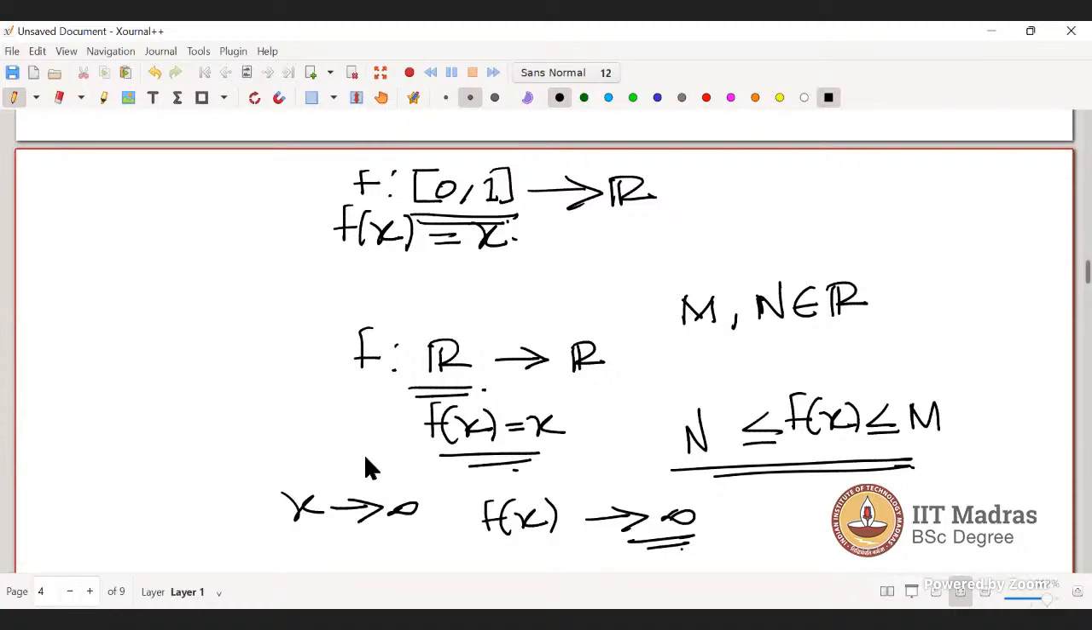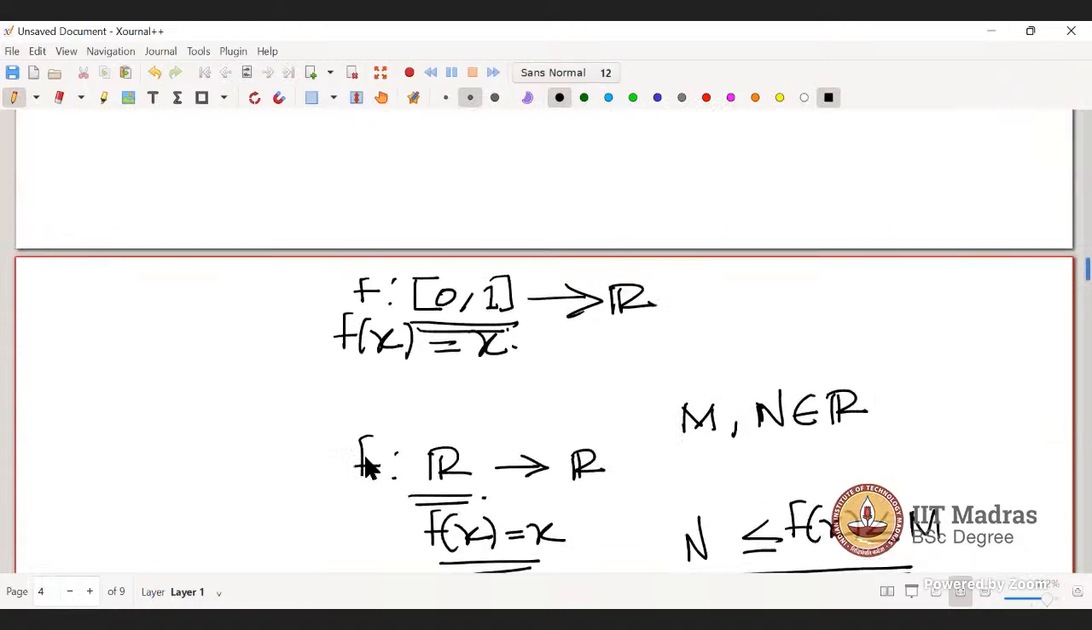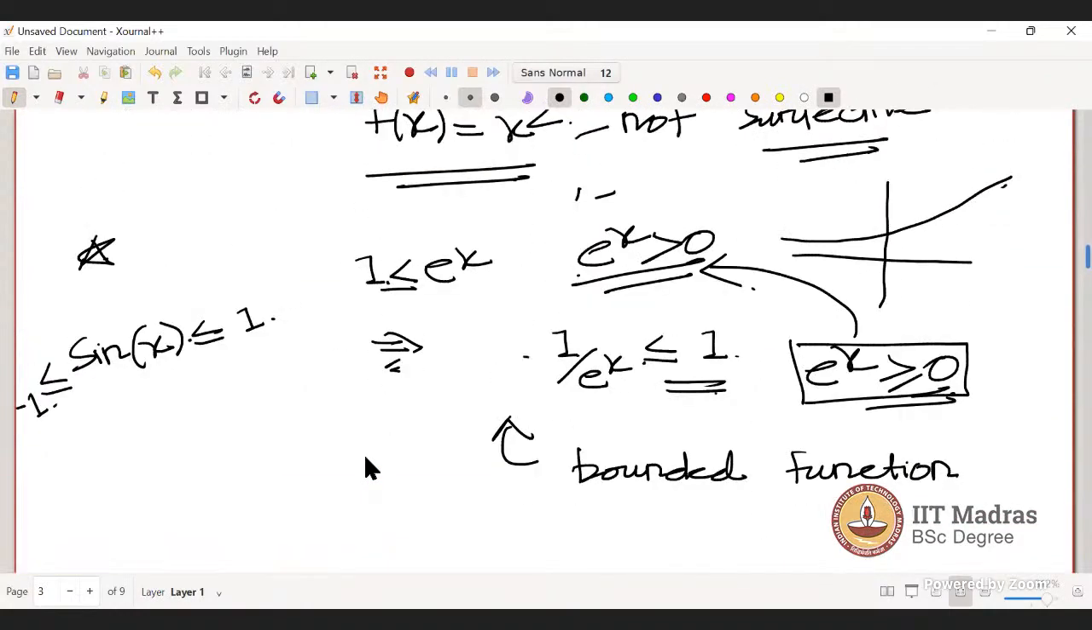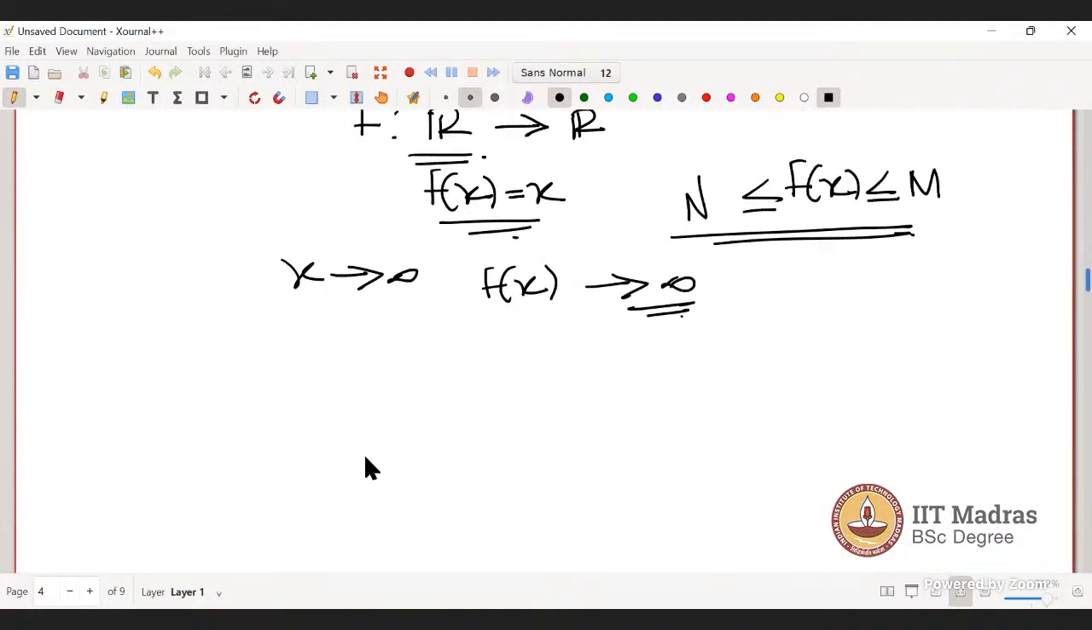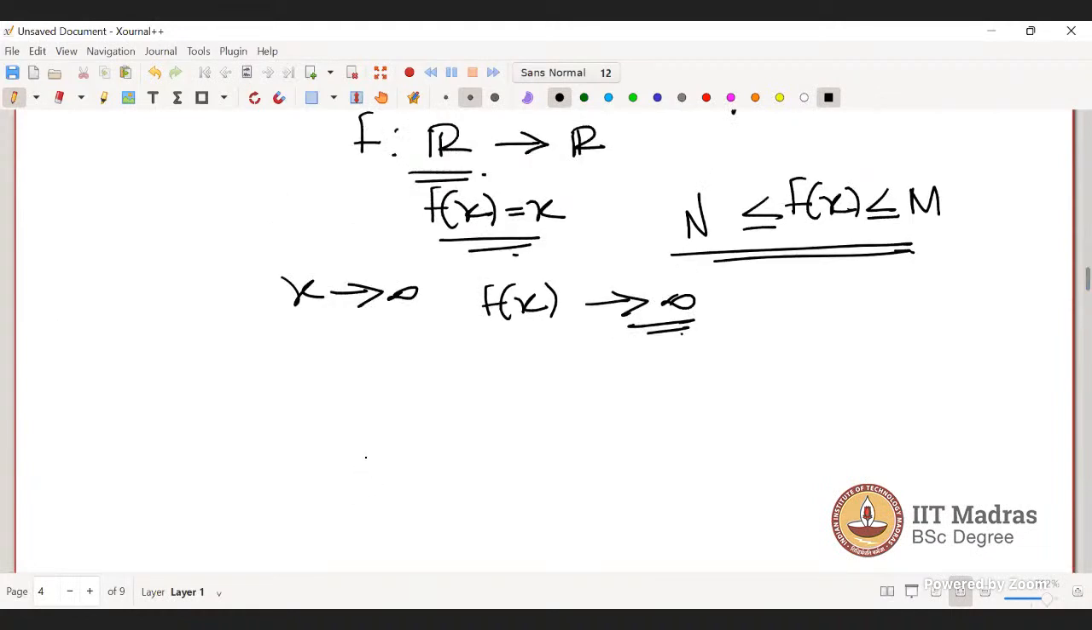Can you please take one more example and explain how to check bounded or unbounded? My question is whether this one is clear: why 1 by e to the power x is a bounded function on R. Sir, this function can go from minus infinity to infinity, right? Which one? 1 upon e to the power x. Why can it go to minus infinity?